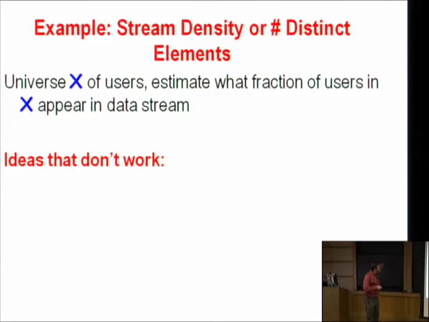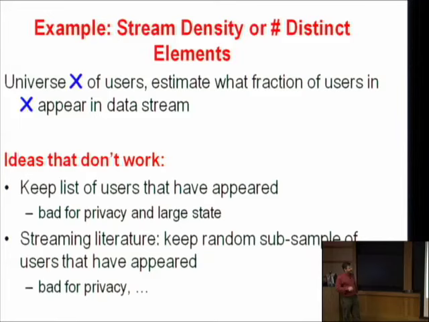The last thing I want to show you is, for instance, in a stream, you want the density, the number of distinct elements, the number of users that appeared. A user will appear many times in the stream, and we want an additive or a multiplicative approximation of the density of distinct users. Nothing in our storage should reveal whether a particular user appeared or not. So of course, typical things like sampling don't work.